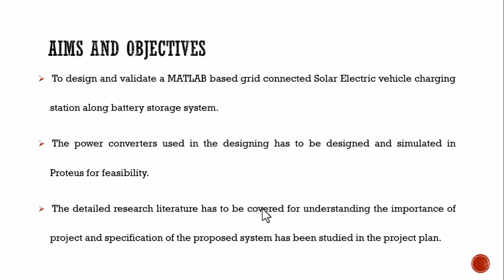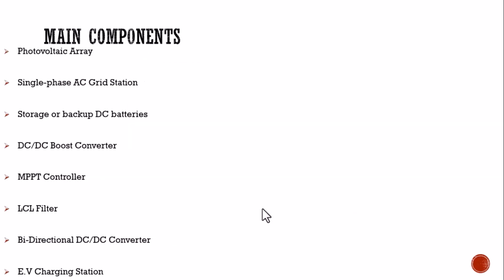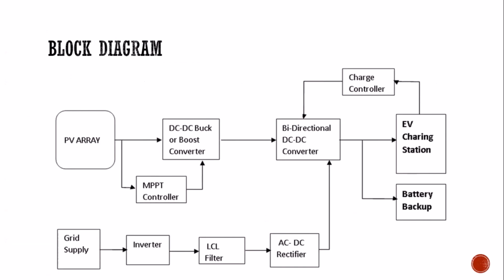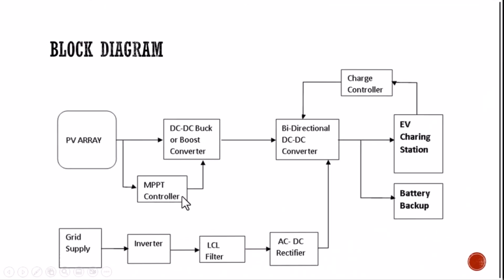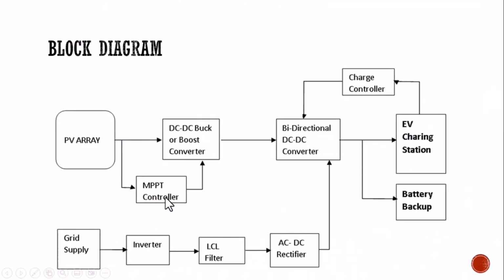The system begins with the photovoltaic array connected to an MPPT, maximum power point tracking, controller. The MPPT algorithm ensures the PV modules operate at their optimal power point under changing irradiance and temperature. The PV array feeds a DC-DC boost converter. This converter elevates the panel voltage to the required DC bus level for storage charging or system supply.